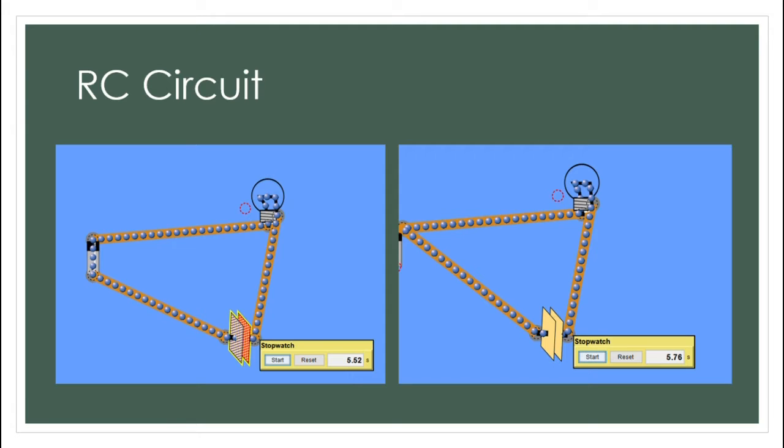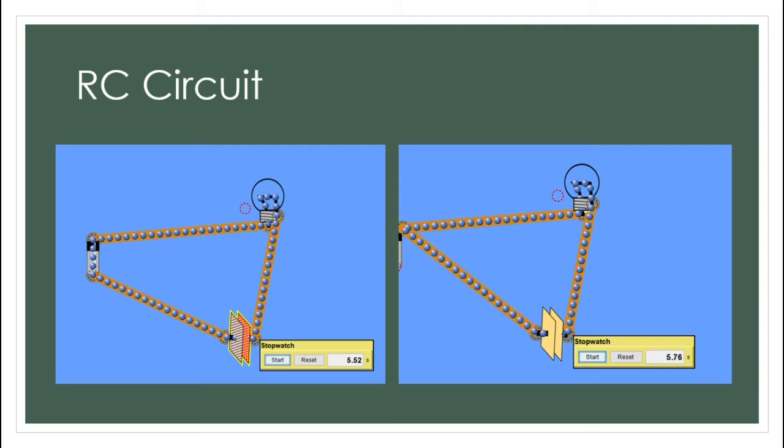For the capacitor to fully charge, it took about 5.5 seconds, and to fully discharge, it took about that same amount. And also, you can't see it from these still images, but when the capacitor was fully discharged and we turned it on, we saw that the bulb glowed brightly at first and then slowly dimmed.